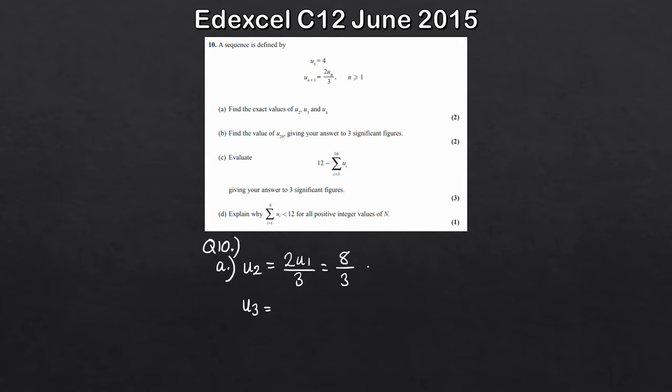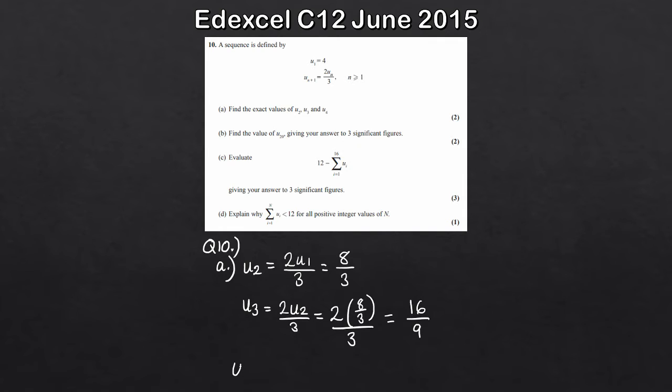In that case, U3 then will be 2 lots of this previous term, so 2 lots of U2 divided by 3. So that's 2 lots of 8 over 3 divided by 3. If you simplify this, this will give you 16 over 9, because that'd be 16 over 3 in the denominator. And if you divide it by 3, you'll get 16 over 9.